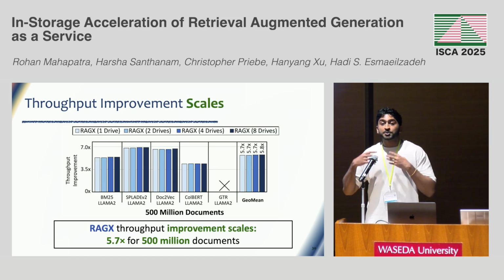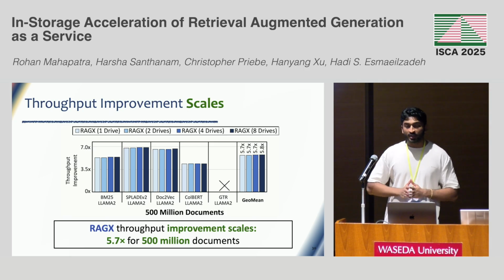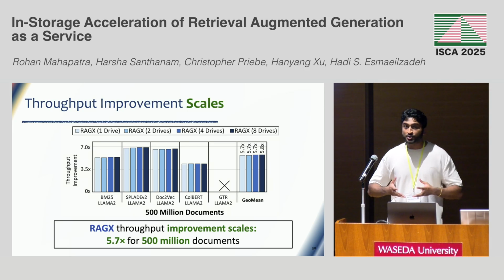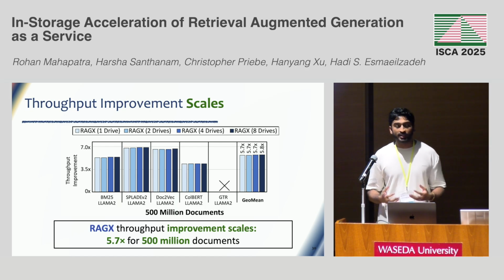Now moving to 500 million documents, we see our throughput improvement jump to 5.7x. Again, we see a stable throughput improvement as we increase the number of storage drives, and this all shows that our system actually scales as we increase the dataset size.